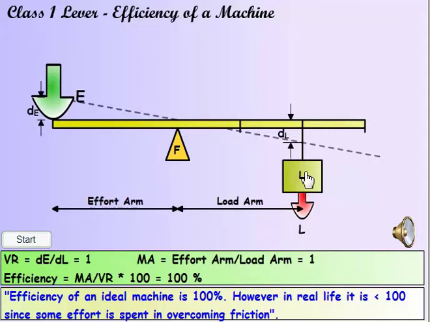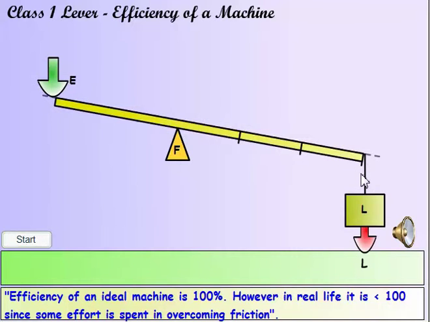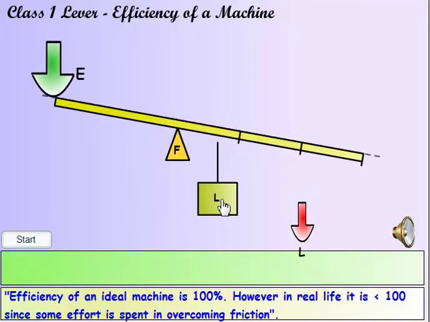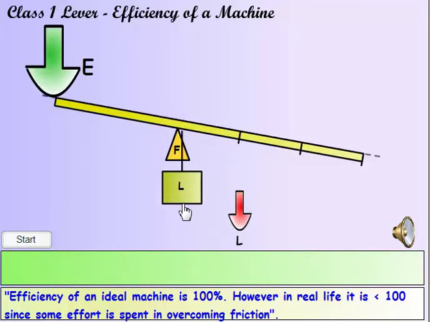The efficiency of a machine is the ratio of the mechanical advantage to the velocity ratio. Efficiency of an ideal machine is 100%. However, in real life, due to frictional forces, it is always less than 100%.